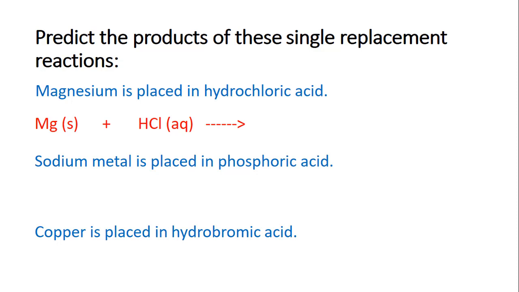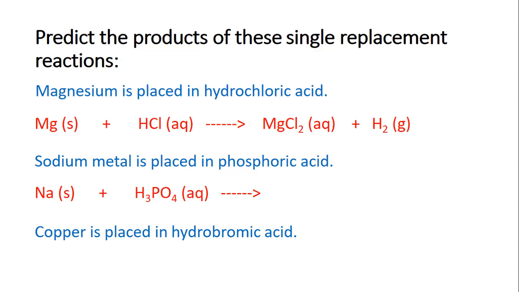Stop and think about if the magnesium can replace the hydrogen in the acid. It absolutely can, using good formula writing. Mg with a positive 2 and chloride with a negative 1 would give us MgCl2 as one of the products, and the element hydrogen is the second product.